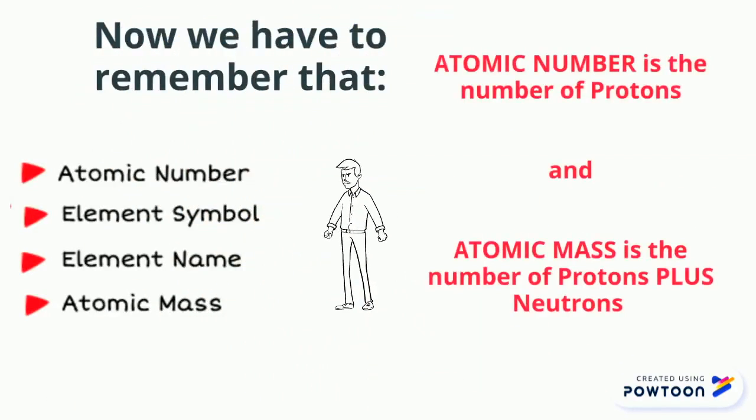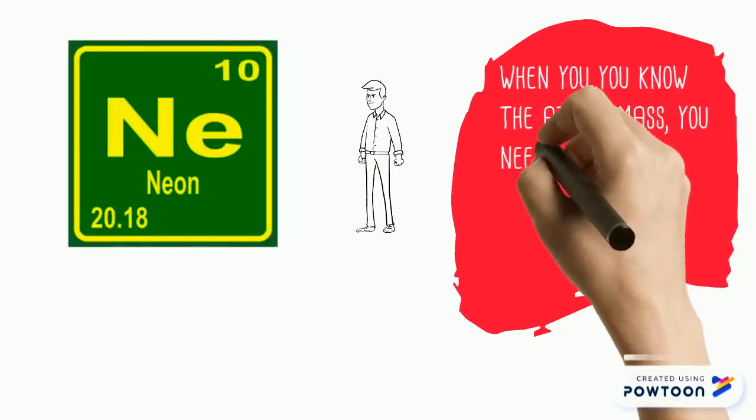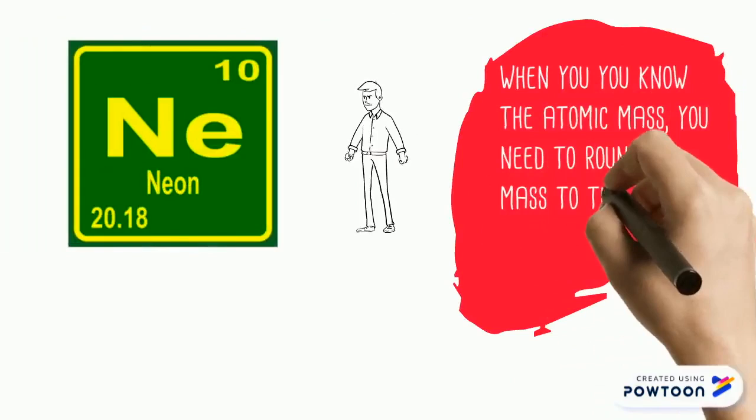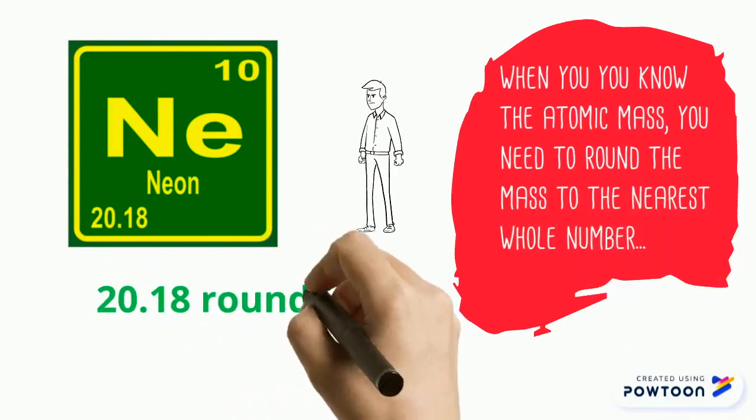Now, the atomic number is the number of protons, and the atomic mass is protons plus neutrons. Once you know the atomic mass, you simply have to round it to the nearest whole number. In this case, 20.18 would round down to 20.